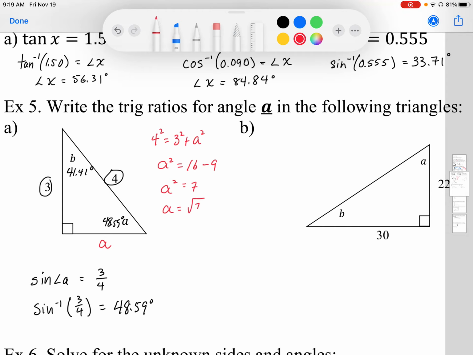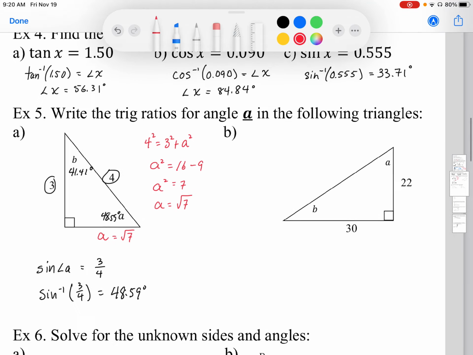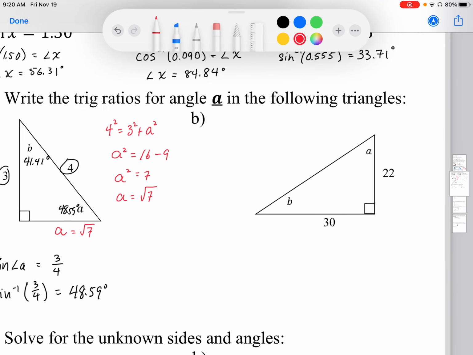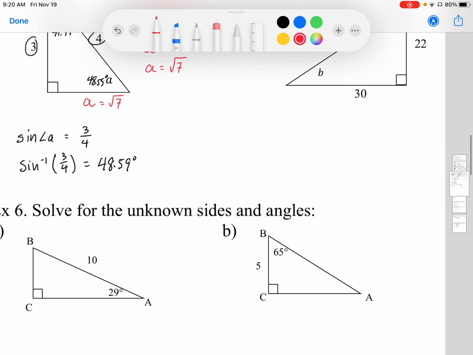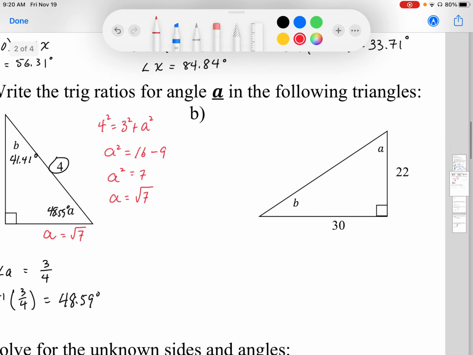And I'm going to leave my answer in the root form. Okay, so A is exactly root 7, which is approximately, well, let's work that out with our calculator. Root 7 is 2.65. So I've solved that triangle. And this one actually only asks us to solve for angle A, doesn't it? So for the next one, I'm just going to solve for angle A. For the problem down here, we're going to be solving all the sides. Okay, so this problem, we're just solving for angle A.